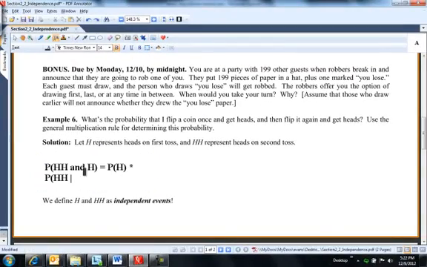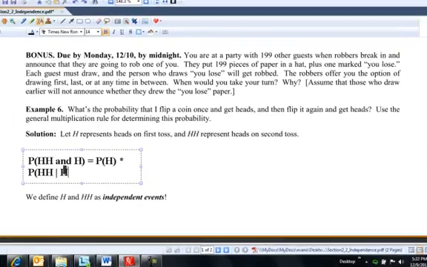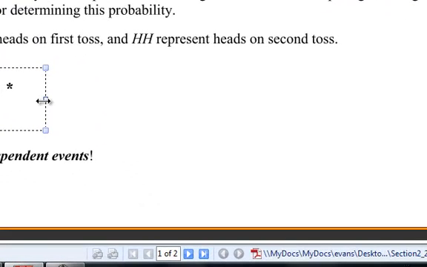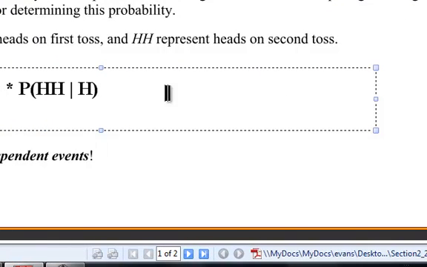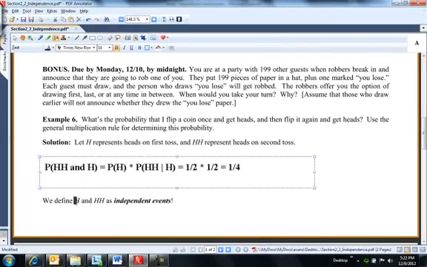Probably heads and heads given heads. Let's make this a little bit bigger. The probability the first one is heads is a half, times the probability of double heads given heads. The probability the second's a head given the first is a head is still a half, because knowing the first is a head doesn't change the probability of the second. So this will be 1/4. And what I'm trying to illustrate is that the probability of double heads given the first is heads is still a half times a half. So H and H are independent events.